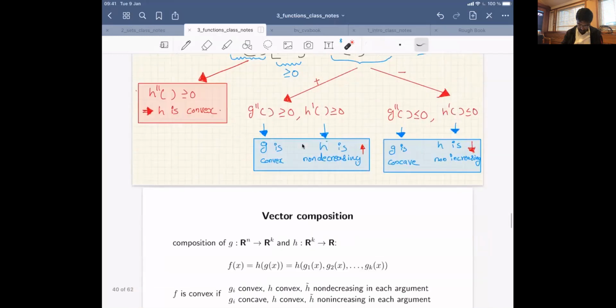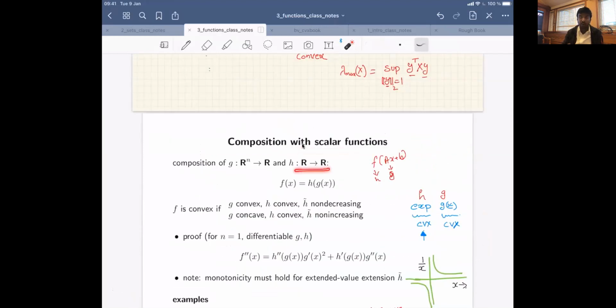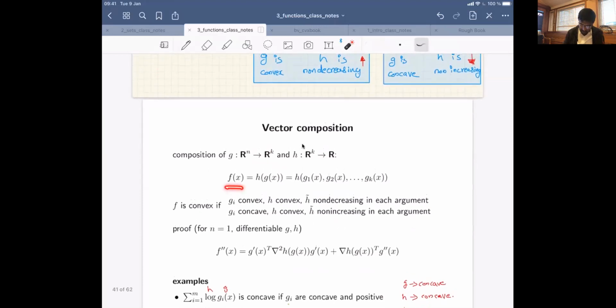Now, yeah, we saw this. Now vector composition. So here we were talking about a scalar thing, h is from R to R. Now we will extend the same thing, but now my x is in Rn, g maps from Rn to Rk, then h is from Rk to R. So now this is involving the vector. So this is my function. How is my function defined? F of x will be h of g of x. That means h of several components, which form a vector. These are the components g1(x), g2(x), g3(x). Because g maps to Rk, that means you have k components.